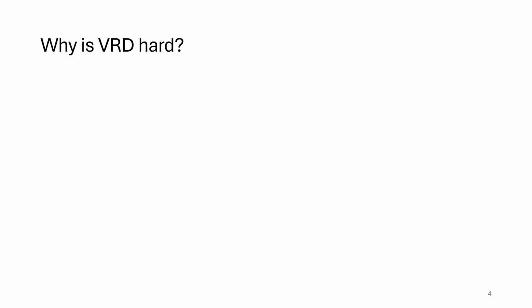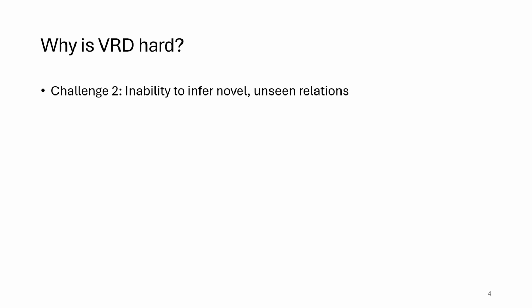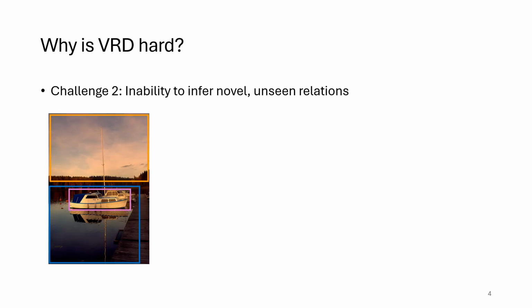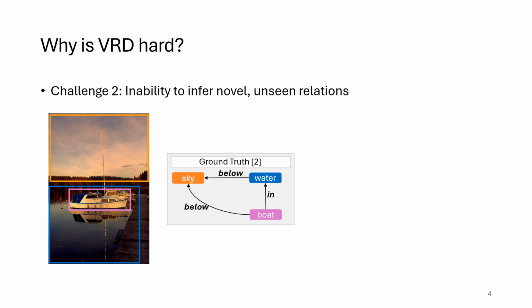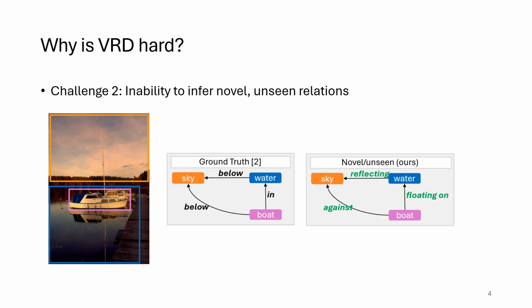The second challenge is the inability to infer novel unseen relations. BRD benchmark annotations are incomplete with missing potential relations. For instance, for the same image and detections, the ground truth lists boat in water, water below sky, and boat below sky. But we are not limited to these. Equally valid descriptions include boat floating on water, water reflecting sky, boat against sky, or water under sky and boat sailing under sky. However, the relation-tuned VLMs often fail to predict such novel or unseen relations.